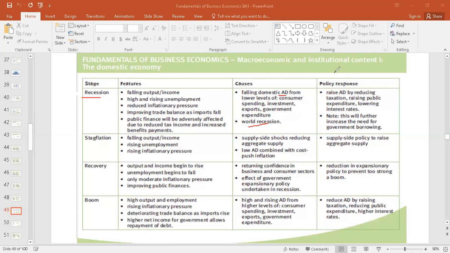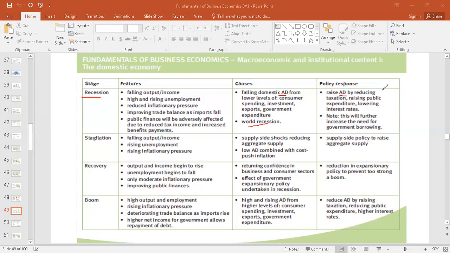So what is the response to such a situation? What's the policy response to such a situation? We see that raise aggregate demand, activity increases, output increases, people also find employment, their income levels increase. So raise the aggregate demand by reducing taxation. The ways in which the aggregate demand can be increased, it says that by reducing taxation, raising public expenditure, lowering interest rates. So encouraging people to take up productive activity.